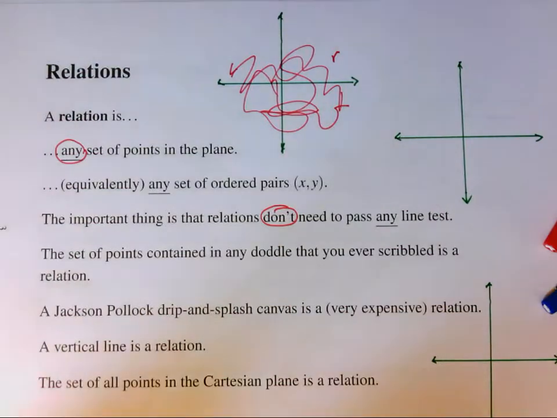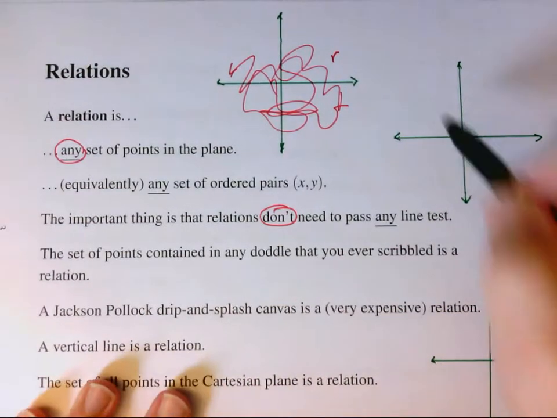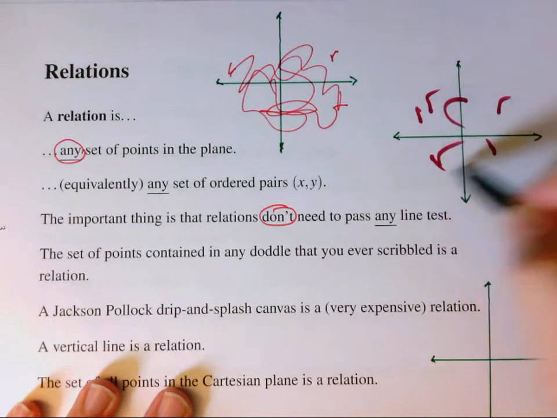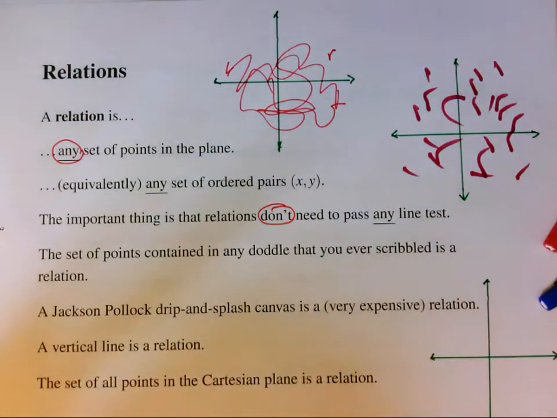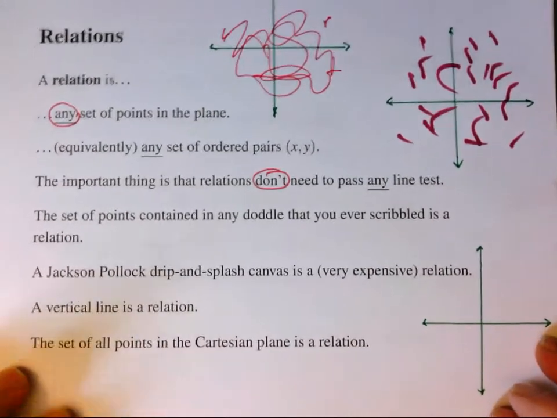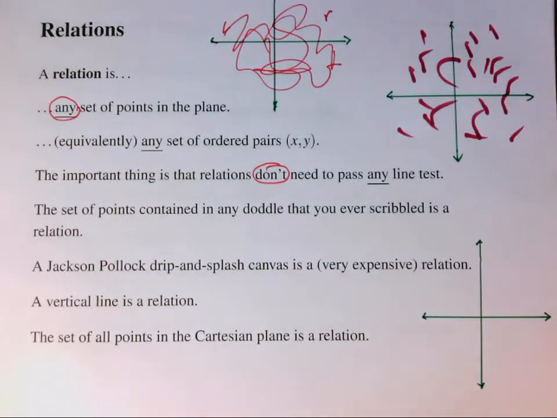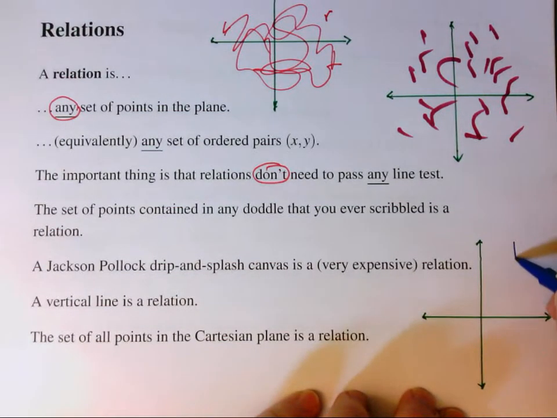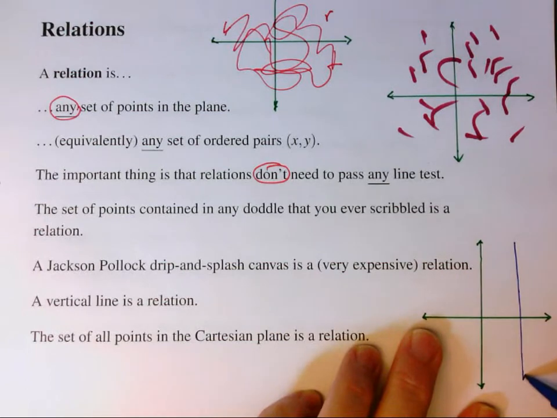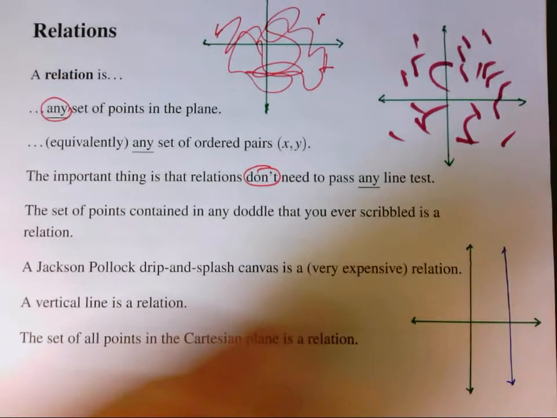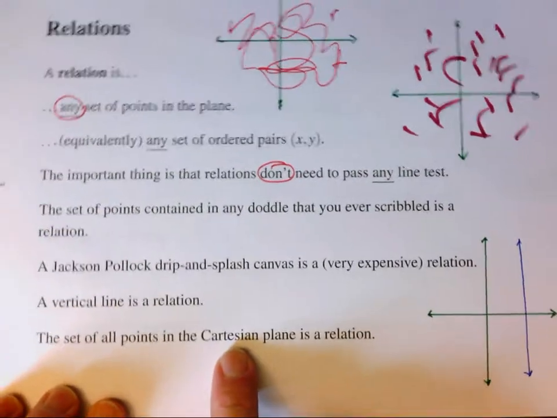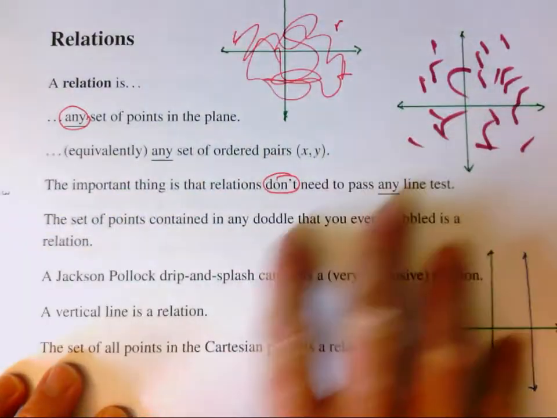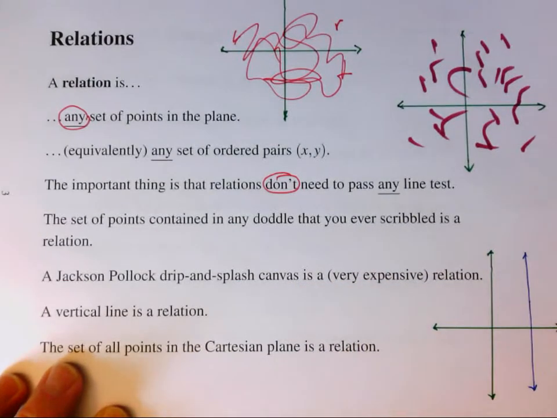A Jackson Pollock drip splash canvas, where you take the paint and you just splatter it all over the place. Now, if you have an original Jackson Pollock, do not turn it in as your math homework, because it's probably worth $1 million to $3 million now. A vertical line can be a relation. So, for instance, I'll freehand this because my protractor went over there. That could be a relation. The set of all points in the plane, if you were to think of coloring every single point in the plane blue, then you've made a relation.